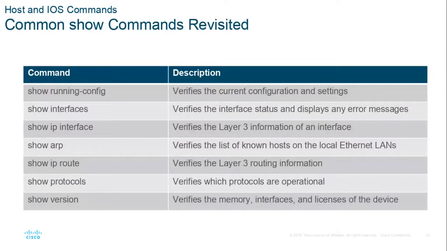So, common show commands that we can use to check out a device and gain some baseline information from it: show running-config, show interfaces, and show ip interface to see the layer 3 network layer information of an interface. Show arp is like arp -a on a Windows machine; it'll show me all the recent mappings. Show ip route will show the router's route table information. Show protocols will show me which protocols are running. And then show version will show me the serial number of the device, what interfaces it has installed, and what version of the code it is running.